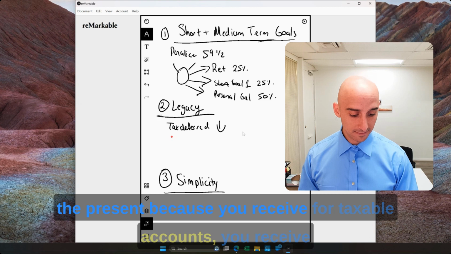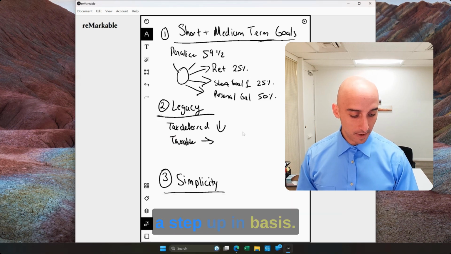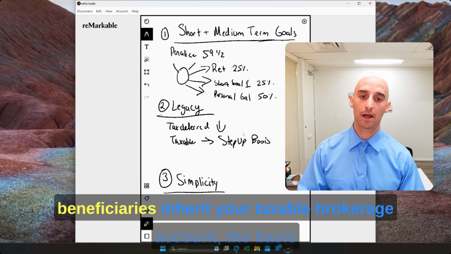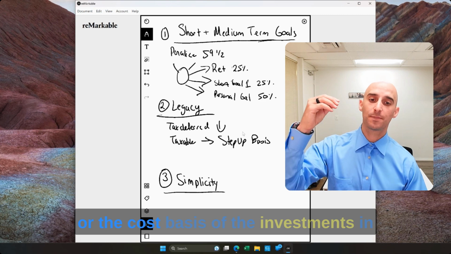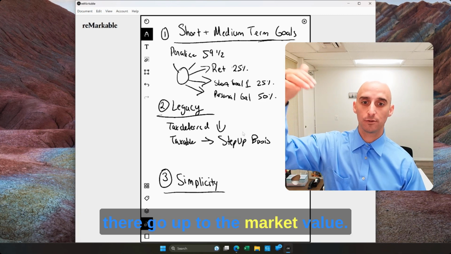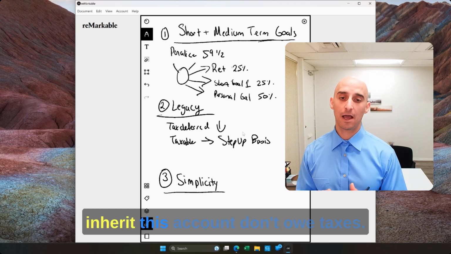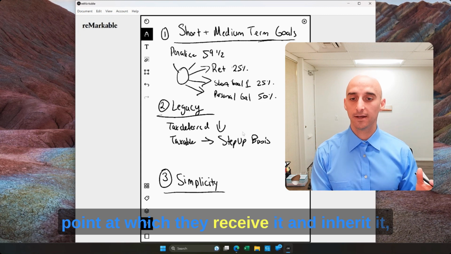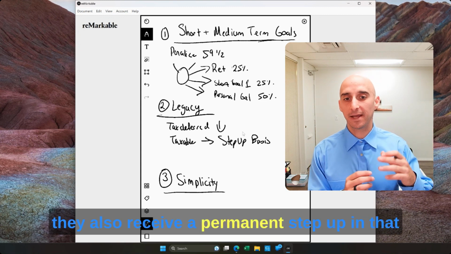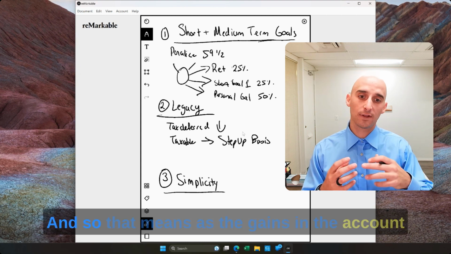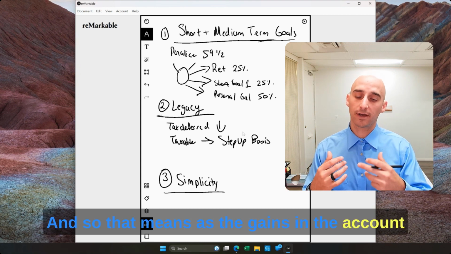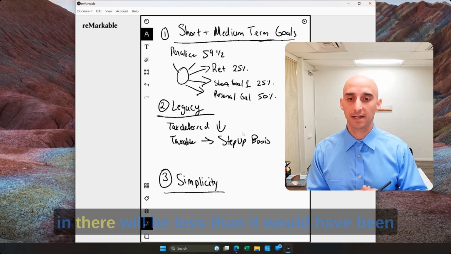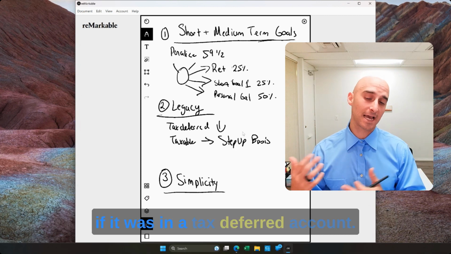For taxable accounts, you receive a step up in basis, which means that when you pass and your beneficiaries inherit your taxable brokerage account, the cost basis of the investments in there goes up to the market value. That means the kids or heirs who inherit this account don't owe taxes if they were to liquidate that account at the point at which they inherit it. They also receive a permanent step up in that basis going into the future, into perpetuity. And so as the gains in the account accumulate, the tax burden on the kids or heirs who will eventually liquidate and use some of the funds in there will be less than it would have been if it was in a tax-deferred account, let's say.